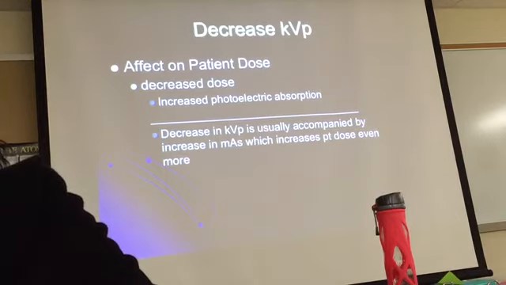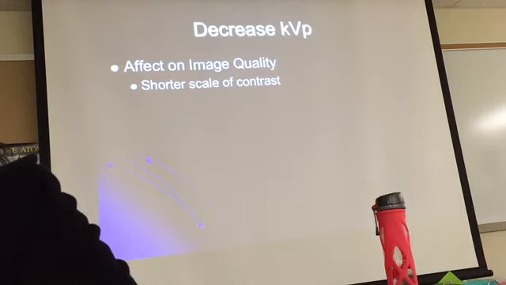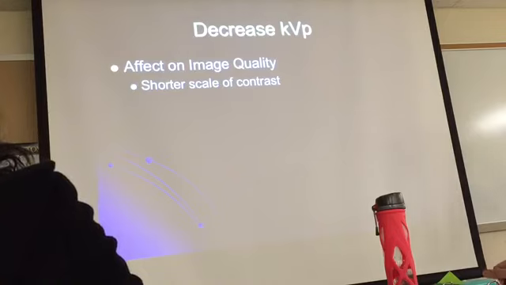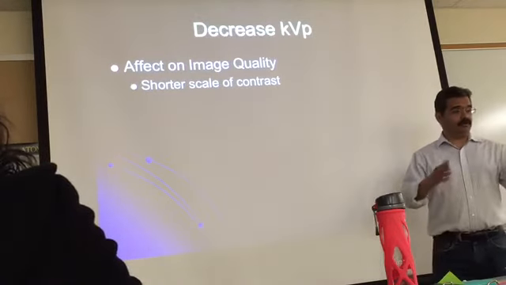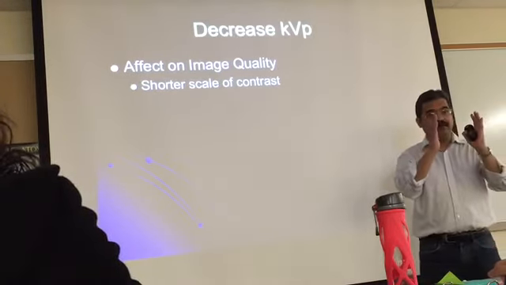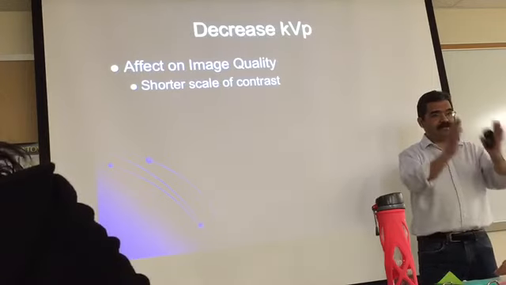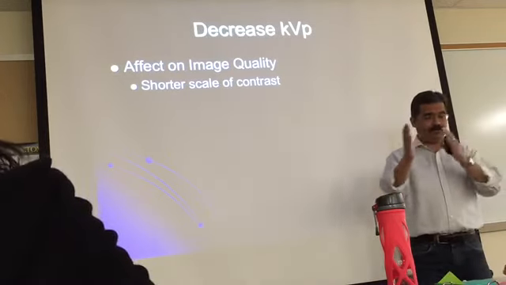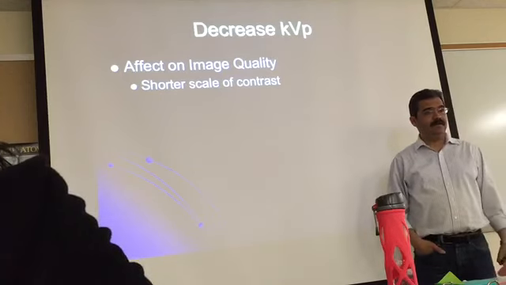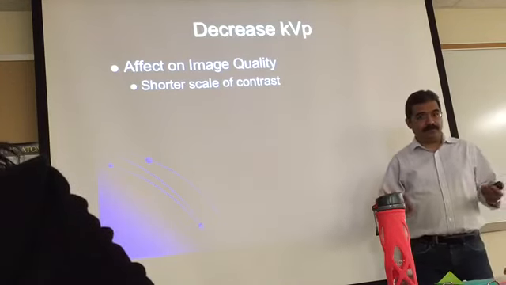Questions? Okay, good. One more slide and then we'll call it. Decreasing kVp also affects the image quality, and you will have a shorter scale of contrast. Shorter scale of contrast is saying what? Fewer shades of gray, so higher contrast, because now you have very definite differences between the black shades and the white shades. Very different. And so that's high contrast.